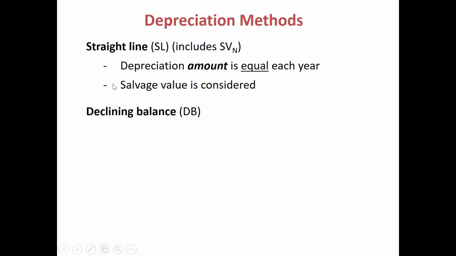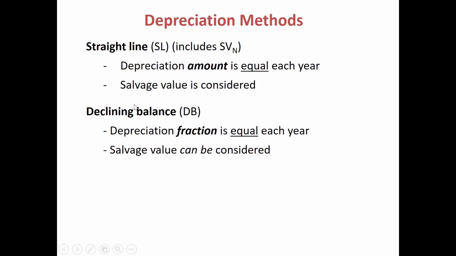The next method is called declining balance. And in declining balance, rather than having the same number of dollars depreciating every year, it's the same fraction of depreciation that occurs. And so what we'd say is maybe every year you're losing 20% of the previous year's value. And that kind of makes sense because, well, we'll talk about the details of that in just a moment.